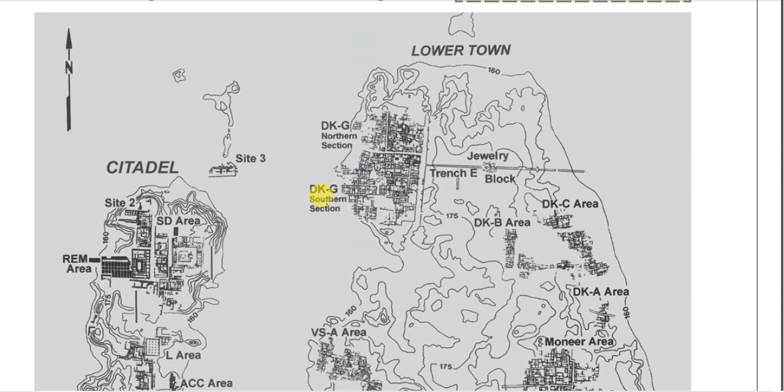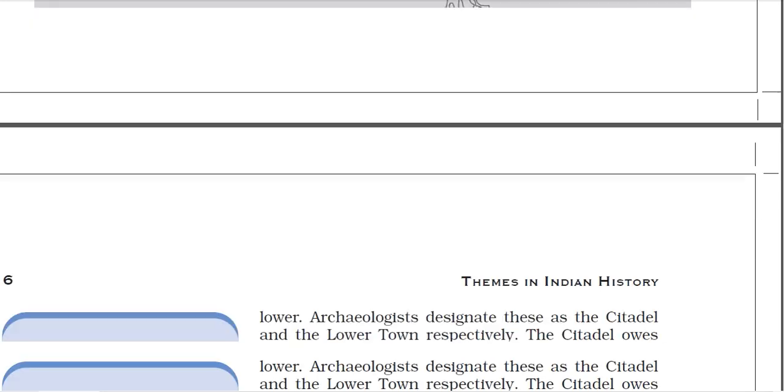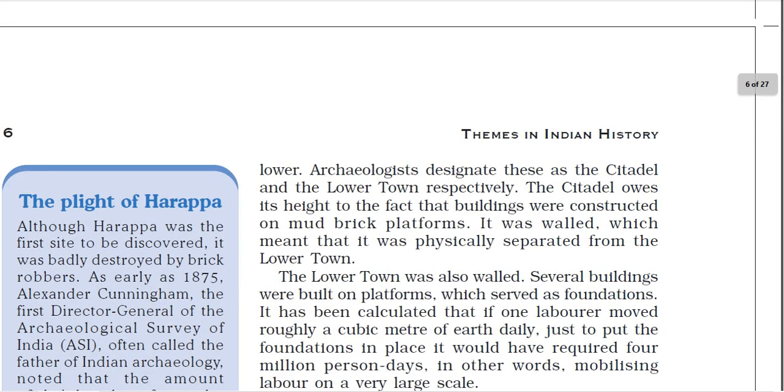Now, why had the Harappans created a Citadel and a lower town separately? In theory, no evidence to back it up. First, let us see the features of the Citadel and lower town. The Citadel is at a height, and the buildings were constructed on mud brick platforms. First, the platforms were raised, and after that, the buildings were constructed. It was properly walled, as I've told you. Walled as in they have separated the Citadel and lower town very clearly.